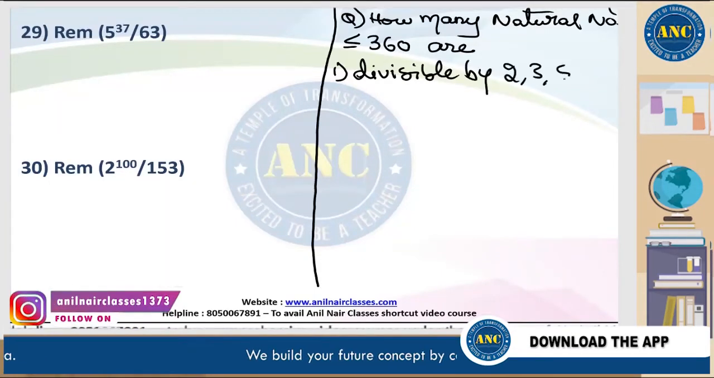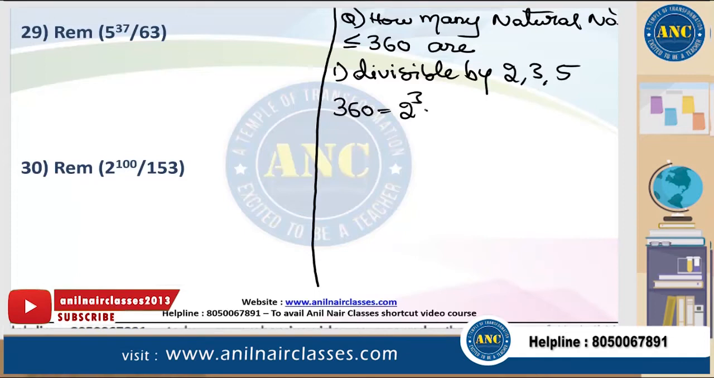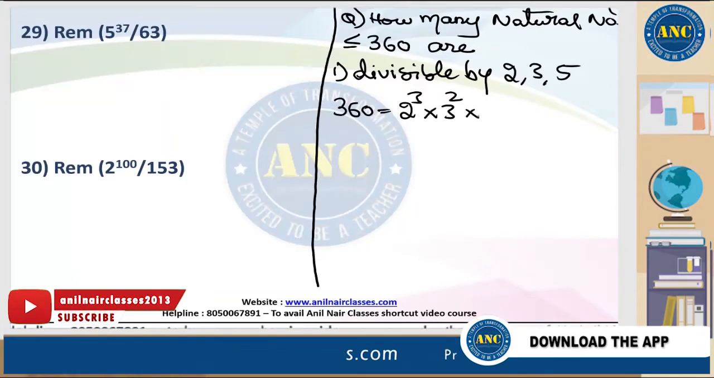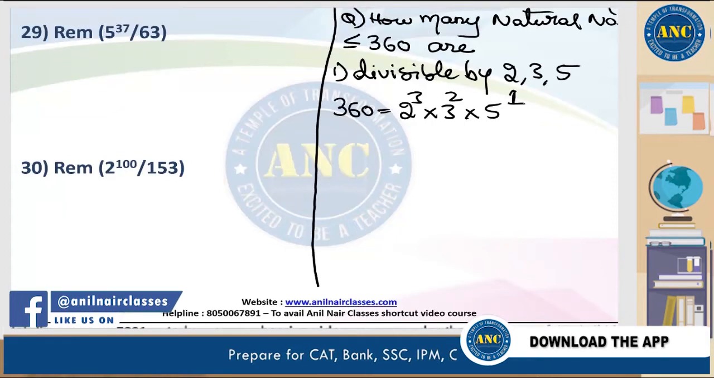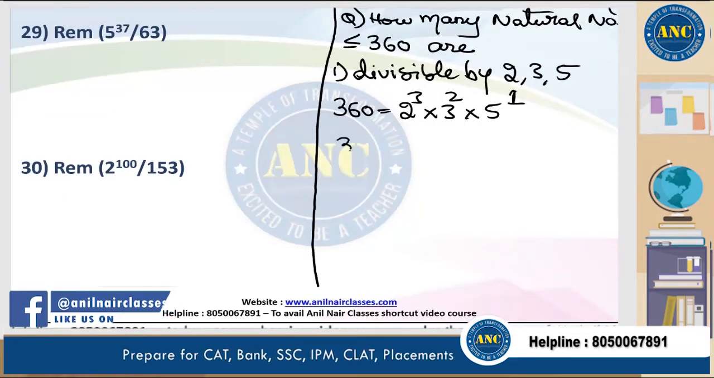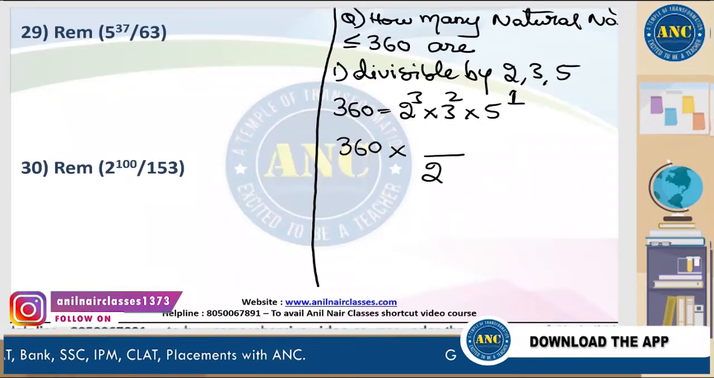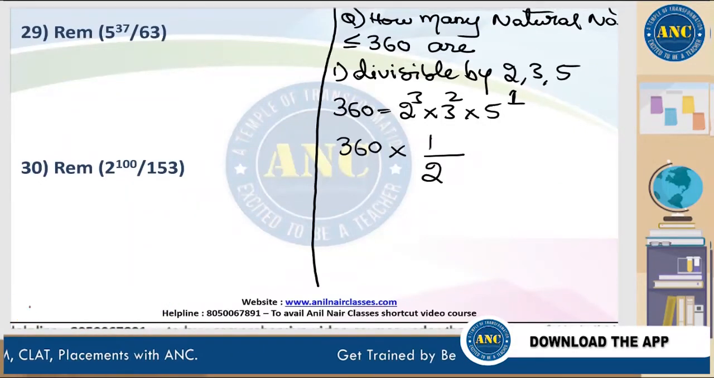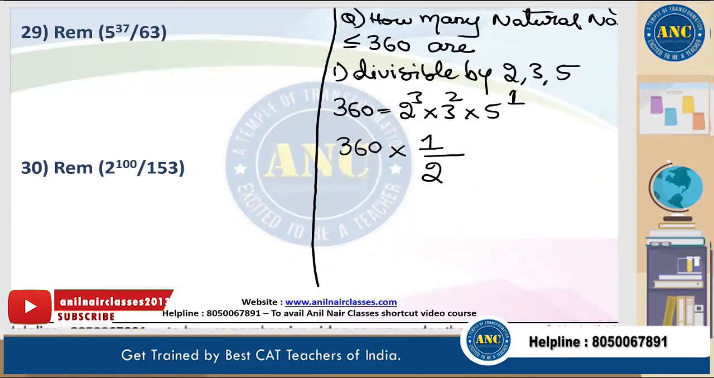Divisible by 2, 3 and 5. 360 is nothing but 2 cube, 8 into 9 into 5. 8 9s are 72, 72 5s are 360. Out of 360 numbers, for every two consecutive numbers, one number will be divisible by 2. So we only require divisibility.